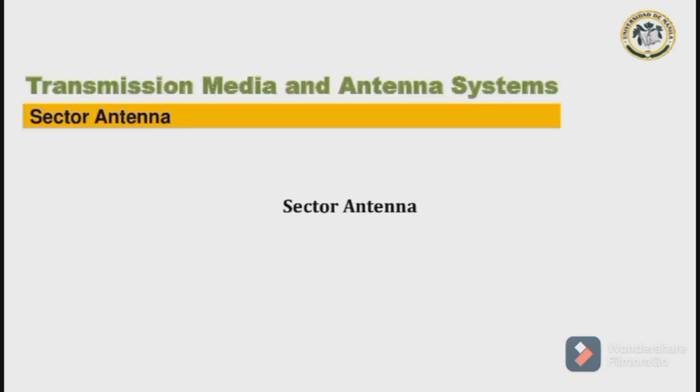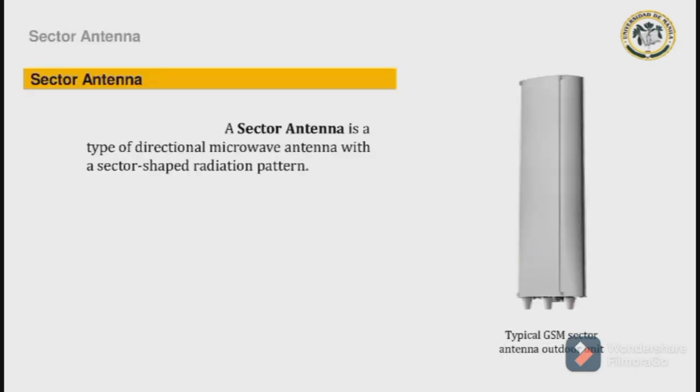After discussing what is an antenna, next we will proceed to the sector antenna. A sector antenna is a type of directional microwave antenna with a sector-shaped radiation pattern. As you can see on the right side, these are examples of sector antennas. Typically, GSM sector antenna outdoor unit.